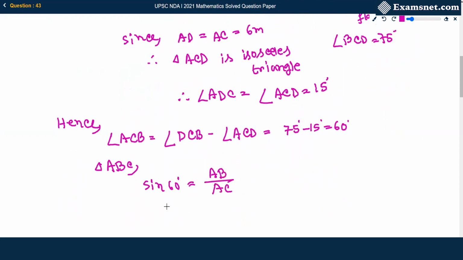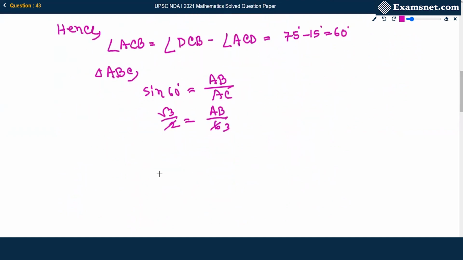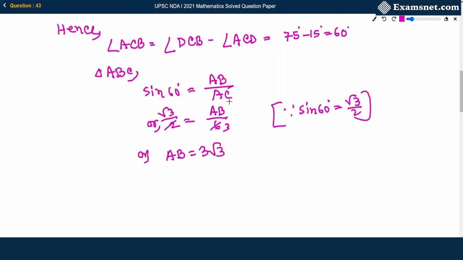So here sine 60 degrees means √3 by 2. Also, we don't know the value for AB, but we know the value of AC, that is 6. So we write, since sine 60 degrees is √3 by 2, AB is 3√3.